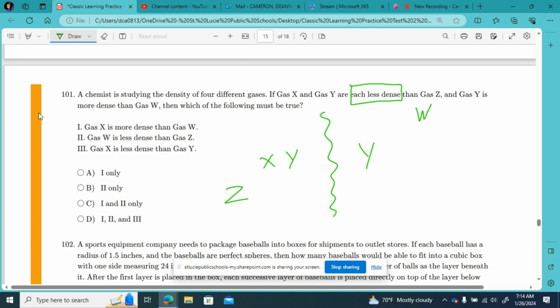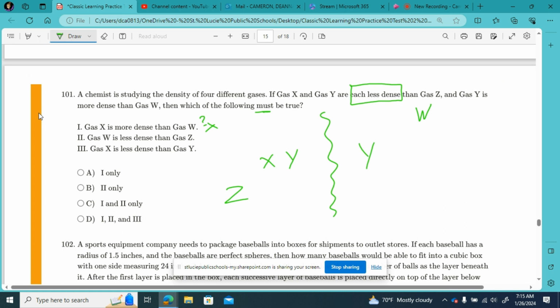So here's our 2 conditions. For me, I'd rather see it out like this than just read it. Number one, must this be true, yes or no? Gas X is more dense than gas W. They didn't give us a comparison between X and W, so we don't know for sure. If gas X and Y are the same density, then sure, but they didn't tell us that. So that's a maybe yes, maybe no. It's not a must. So it's not one of our answer choices.